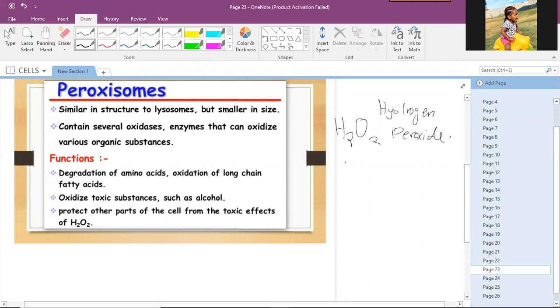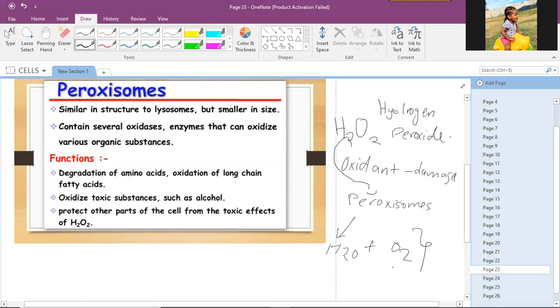Yes. So this here is an oxidant. It damages the cell. So what's going to happen is that certain organelles known as peroxisomes are going to convert this hydrogen peroxide to water and oxygen, which are not harmful at all. So that's what peroxisomes do. They convert hydrogen peroxide into water and oxygen.